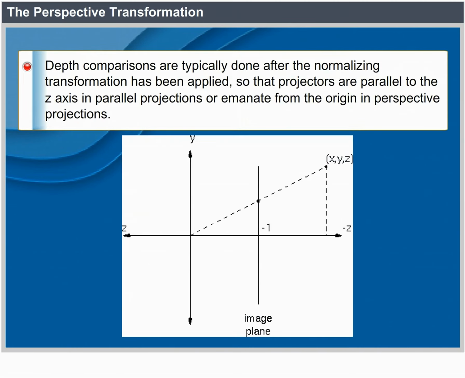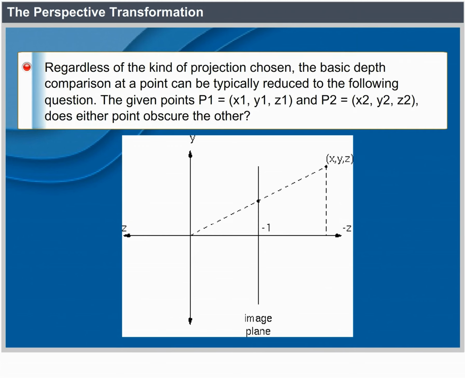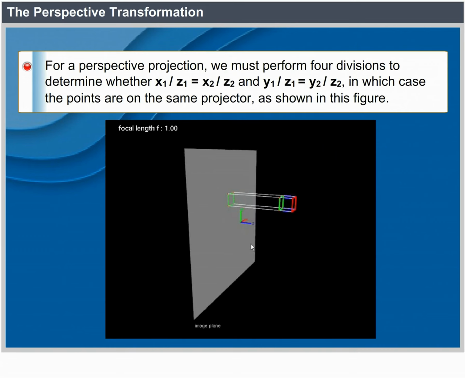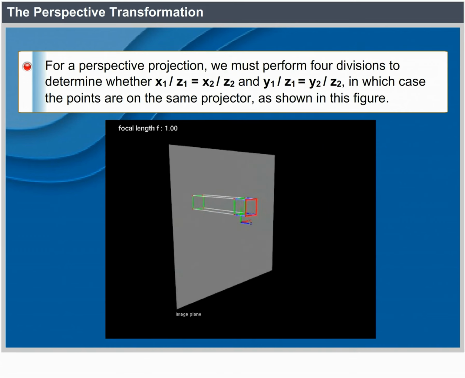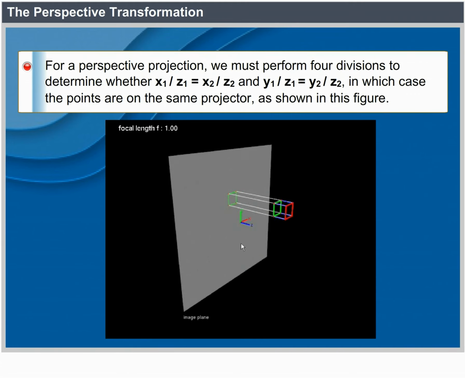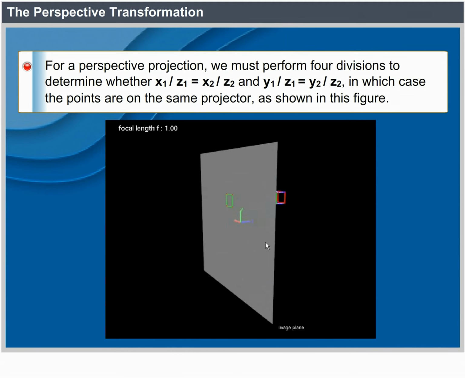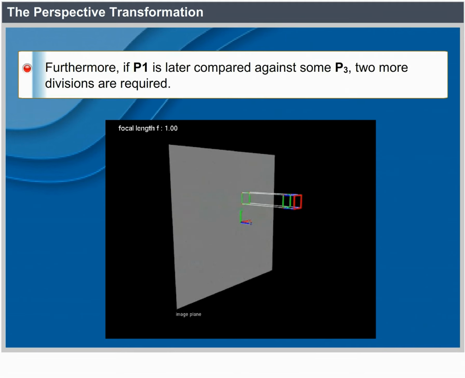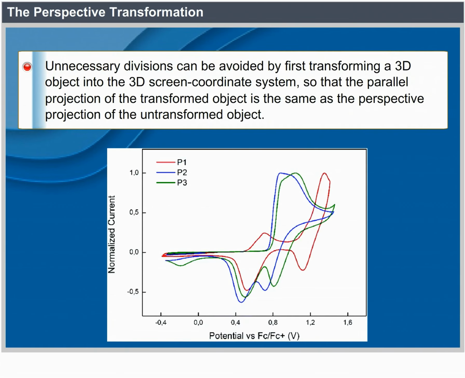Depth comparisons are typically done after the normalizing transformation has been applied, so that the projectors are parallel to the z-axis in parallel projections or emanate from the origin in perspective projections. For a parallel projection, the points are on the same projector if x1 equals x2 and y1 equals y2. For a perspective projection, we must perform 4 divisions to determine whether x1/z1 equals x2/z2 and y1/z1 equals y2/z2, in which case the points are on the same projector, as shown in this figure. Moreover, if P1 is later compared against some P3, 2 more divisions are required.